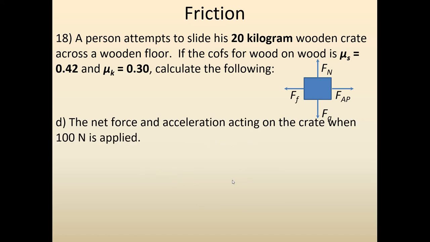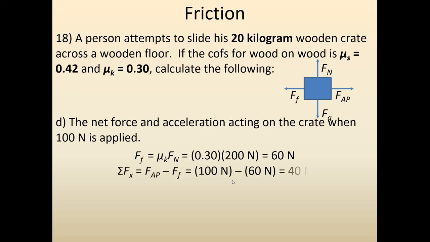So part D says, what's the net force when the crate has 100 newtons applied to it? Again, what we said before is that 84 is the maximum force that could be applied before the crate begins to move. Since 100 newtons is greater than 84, we know this object is now in motion, meaning I need to figure out the kinetic friction by using the mu Fn equation once again, this time using the kinetic coefficient, which in this case gives 60 newtons.